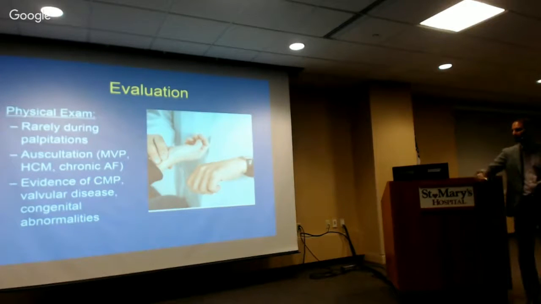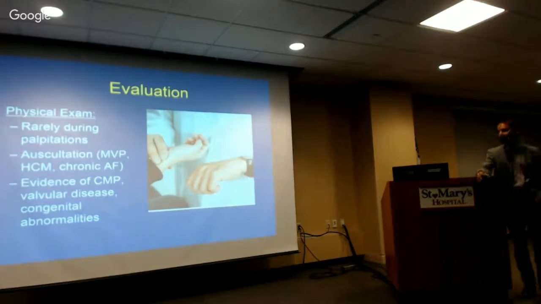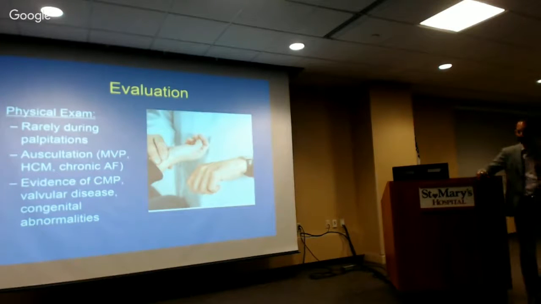Do they have a click of mitral valve prolapse? Do they have a dynamic systolic murmur of hypertrophic cardiomyopathy? Do you hear an irregularly irregular rhythm on your routine physical and indicate probable AFib? Do they have any evidence of a cardiomyopathy or valvular heart disease or congenital abnormalities?